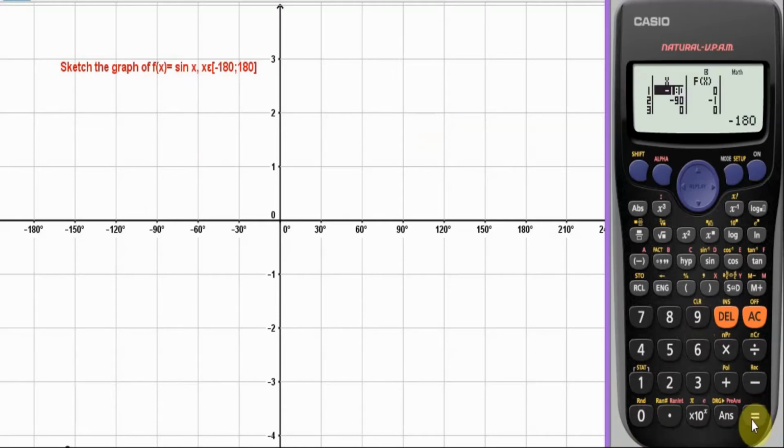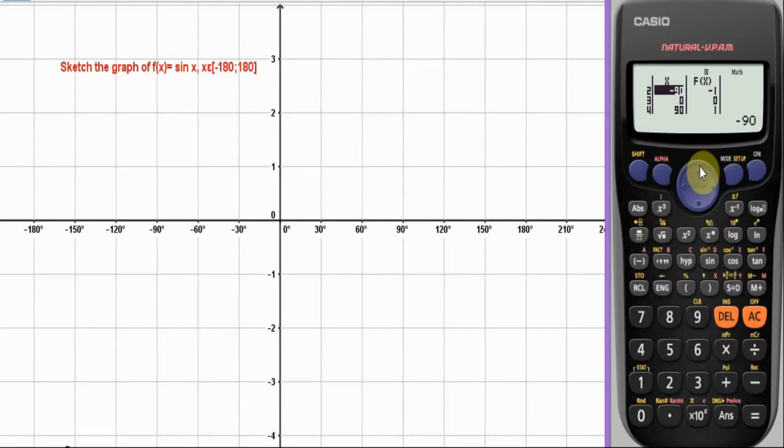Here is the table. X and f x, 2 columns. X coordinate, and what is the meaning of f x? Y coordinate. So minus 180 is 0. Okay. Then minus 90, minus 1, 0, 0. You can also write all these coordinates in your answer book if you want.